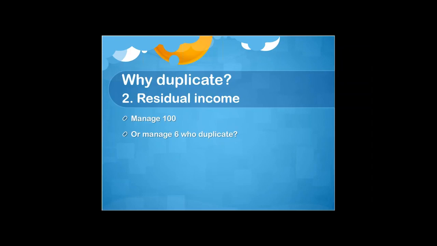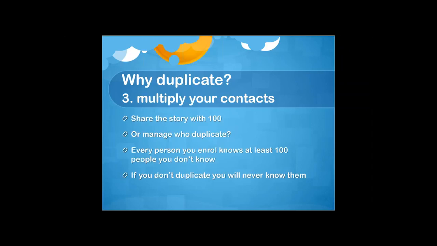And again, we're just using examples here of numbers, but this is why duplication is so important, because to create residual income, you want to create this power of duplication where you're managing a handful of leaders who are then managing their leaders, and that just flows on as it duplicates.